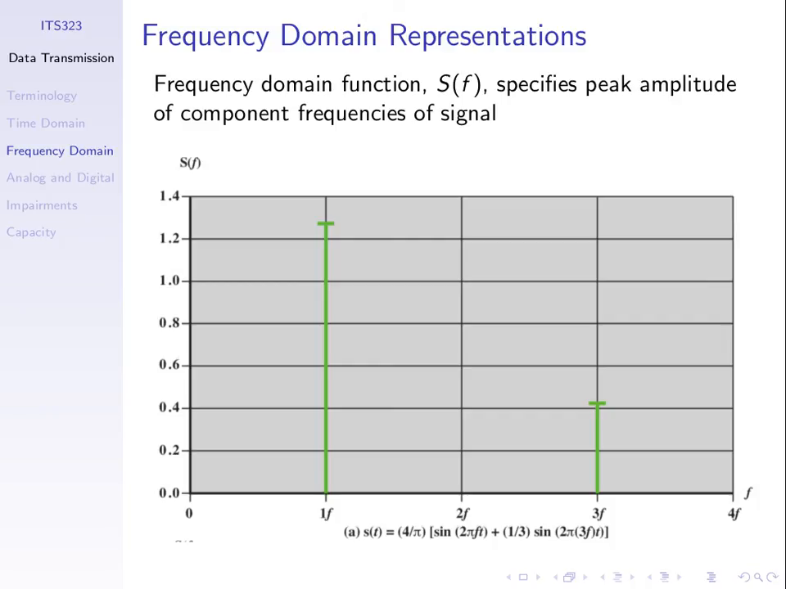We can plot signals in the frequency domain, impulses at a particular frequency. This slide just uses a general value for f. It doesn't give a specific value. The examples we've used were what? f of 2 hertz, 2, 6, 10, and so on. Where uppercase S of f is the peak amplitude, and f here is the frequency of the component.